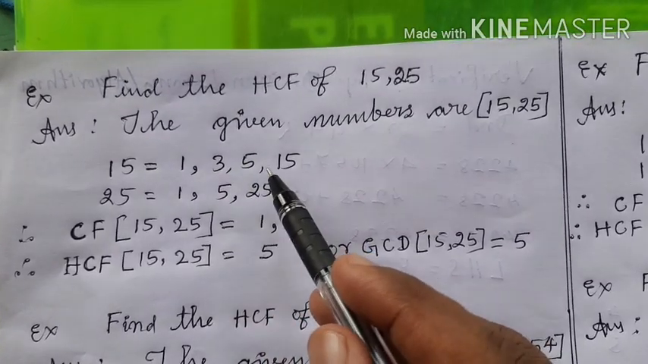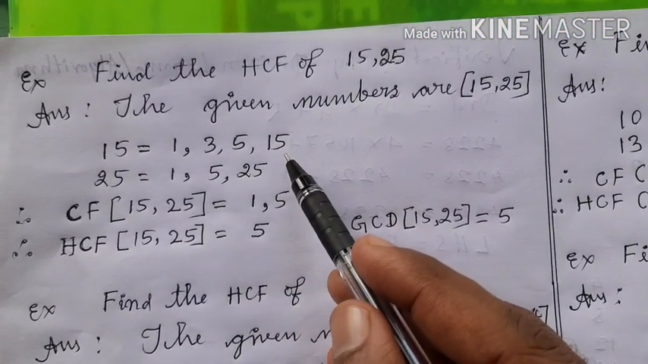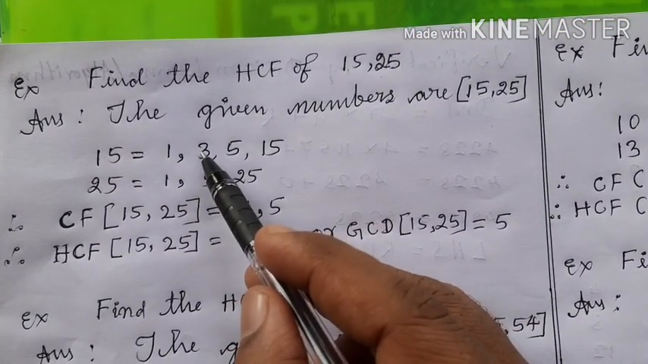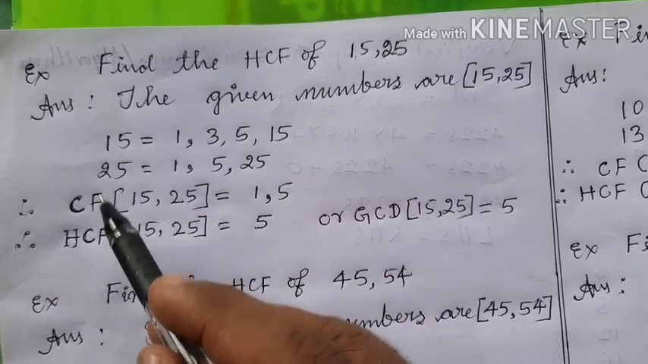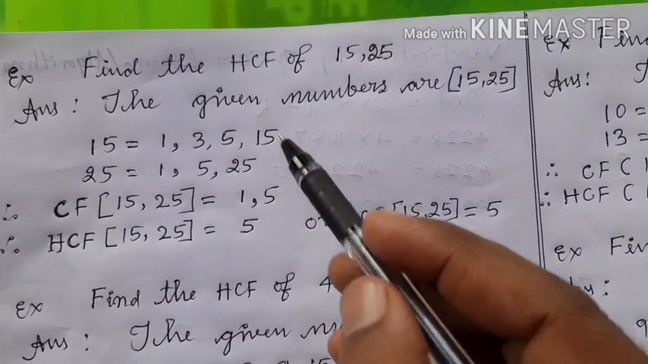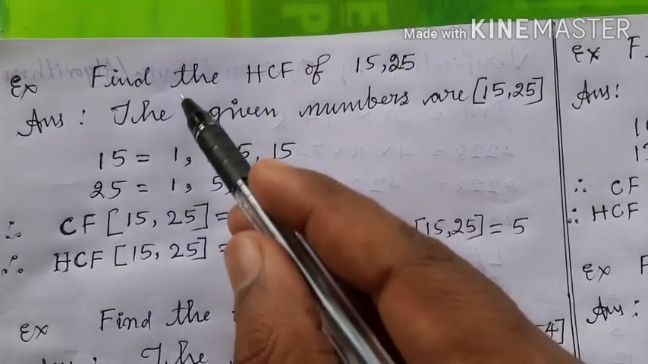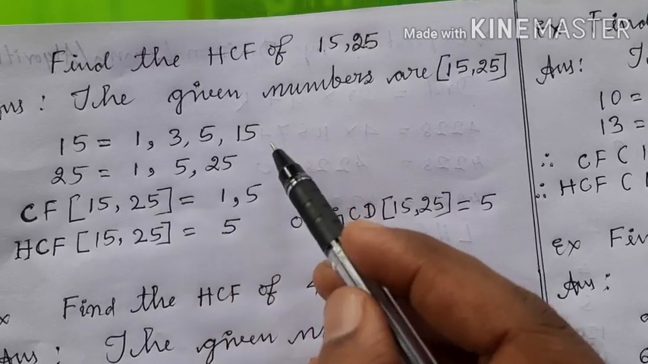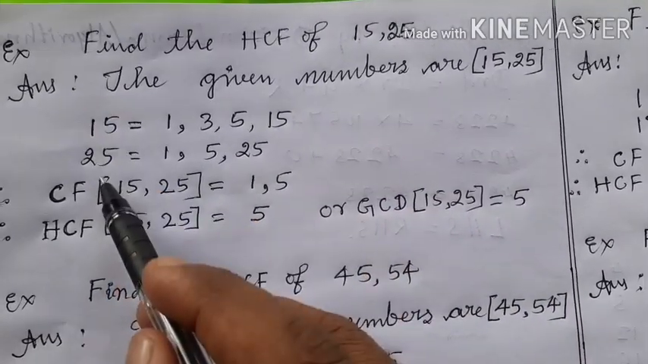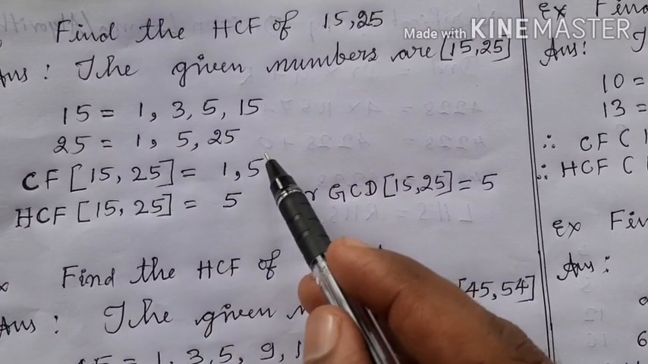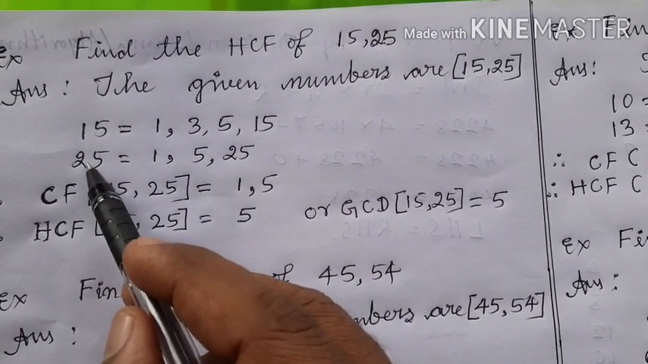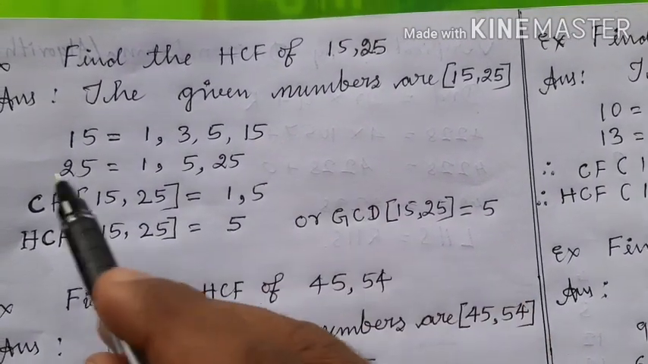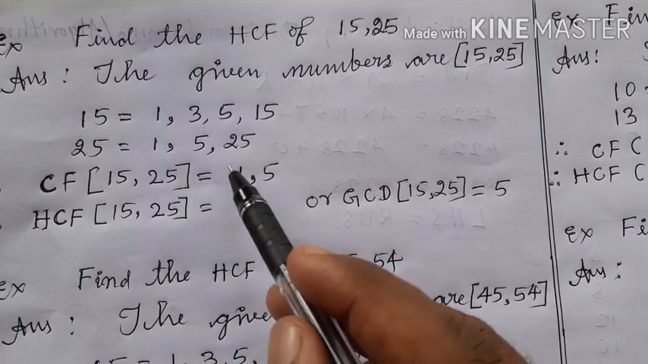1, 3, 5 and 15. See here, 15 is divided by 1 also, by 15 also, and also by other numbers. Therefore, here 15 is a composite number and 25 is also a composite number, and you are finding the HCF of two composite numbers. See here children, 1, 3, 5, 15 are the factors of 15 and 1, 5, 25 are the factors of 25. It means 15 is divided by 1, 3, 5, 15 and 25 is divided by the factors 1, 5, 25.